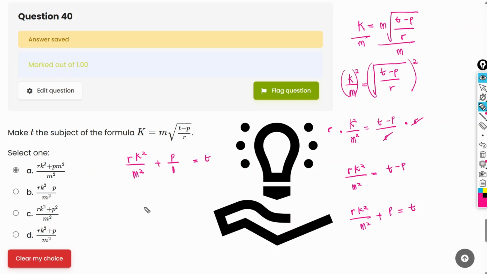So let's rewrite this. The LCM of m squared and 1 is going to be m squared. When you divide the LCM by the denominator, you would have 1. So 1 bracket rk squared plus, when you divide this, you would have m squared times p. So we end up with rk squared plus m squared p over m squared is equal to t. All right, that's option A.